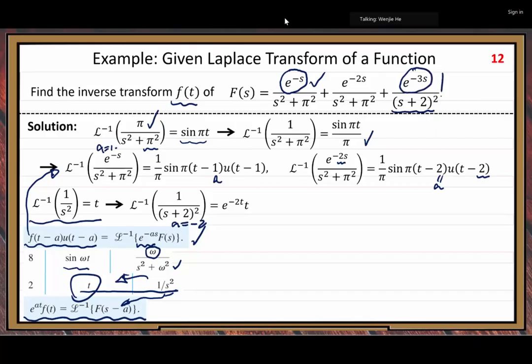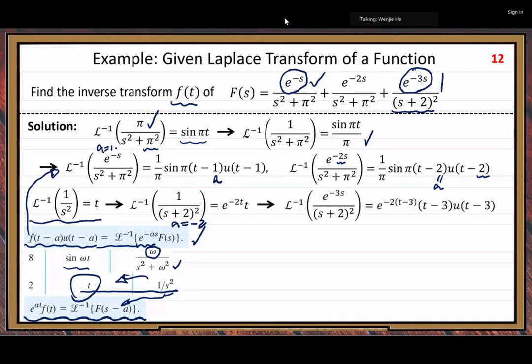But after that, you need to add the numerator function back. When you add it back, you use the second shifting theorem. So you need to play around, try to get used to it, practice, because all these theorems, you need to use them freely.